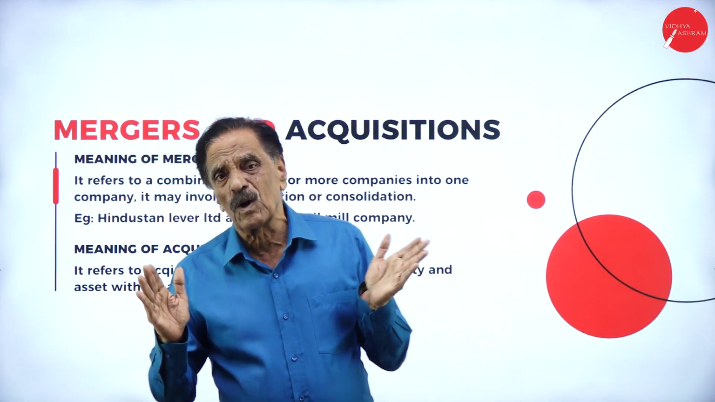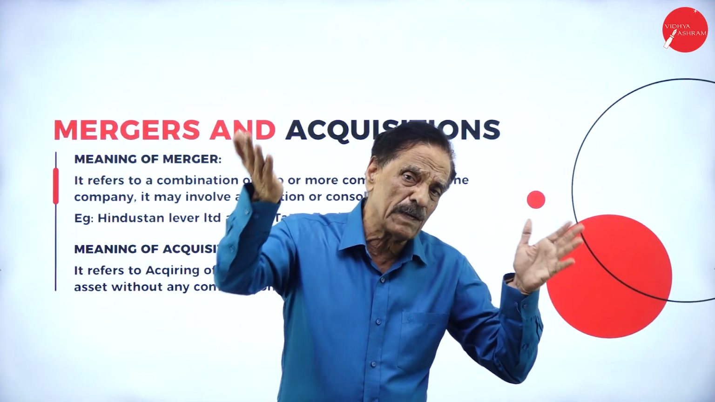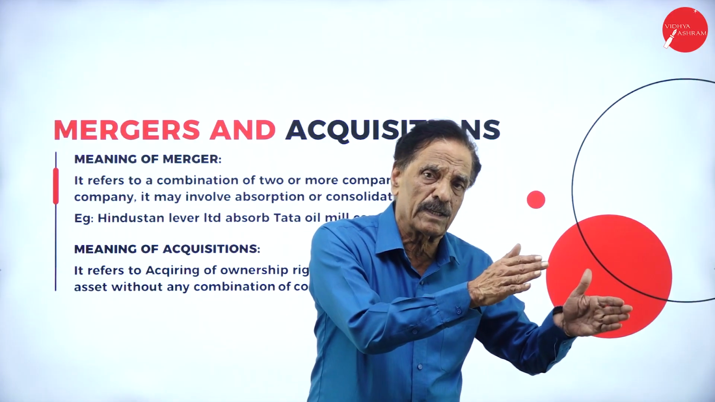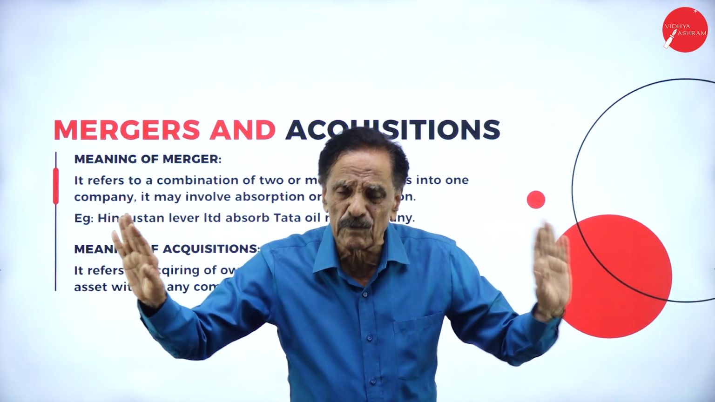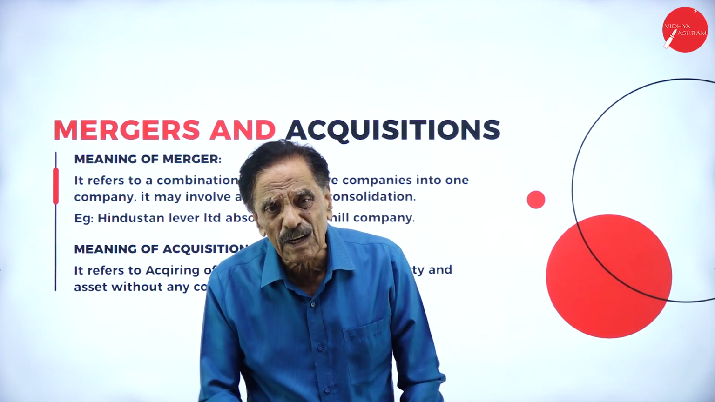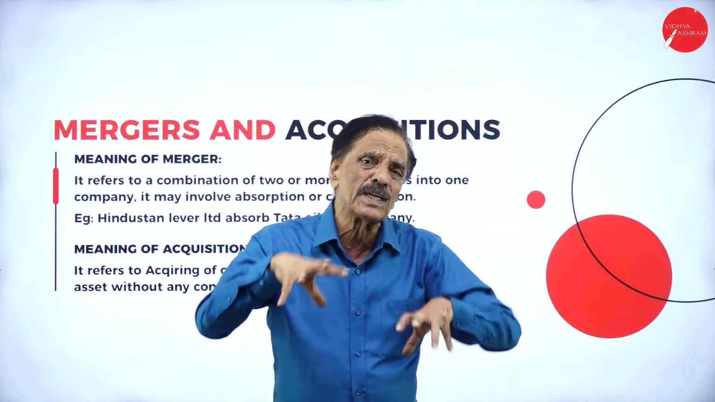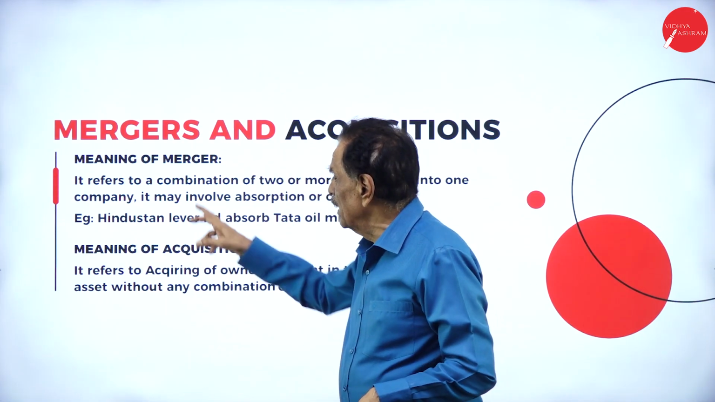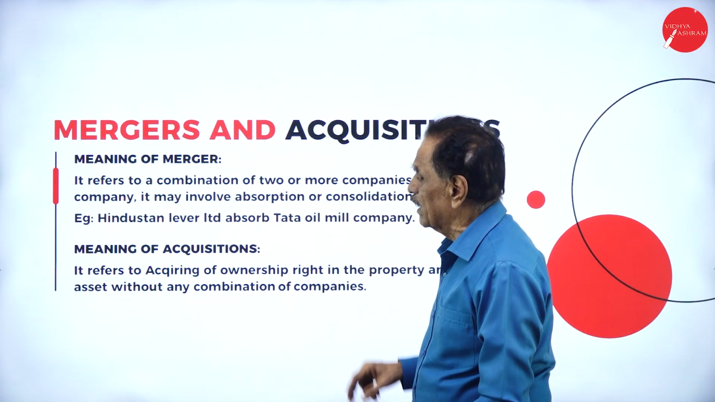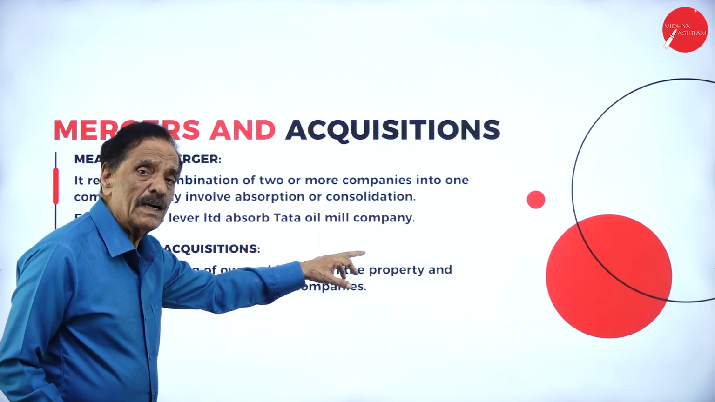Generally, why do they do this combination? If there are two or three companies doing the same type of business, there may be competition from one company to another. In order to remove this competition, or to gain full control and monopoly power in the market, they will absorb and make a single company. It may be a merger, or it may involve absorption or consolidation. Example: Hindustan Lever Limited absorbed Tata Oil Company.